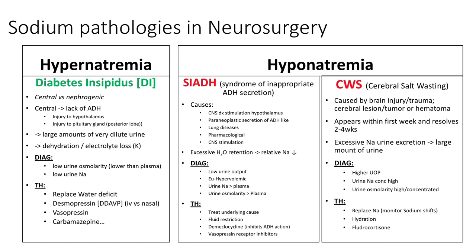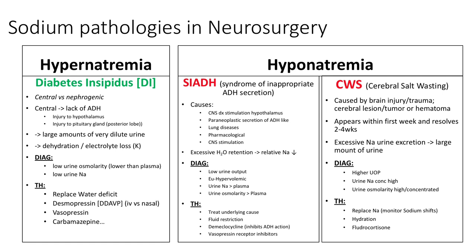The way we diagnose it is a very low urine osmolarity. The urine is not concentrated, so the osmolarity in urine is lower than the plasma. That's the hallmark of DI. And the urine sodium concentration also is extremely low as a representation. It's non-concentrated.